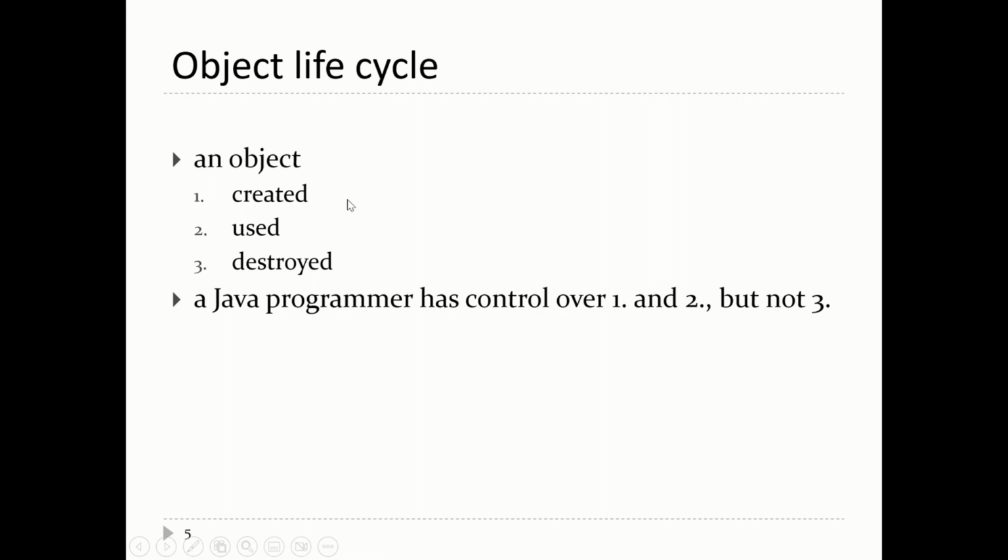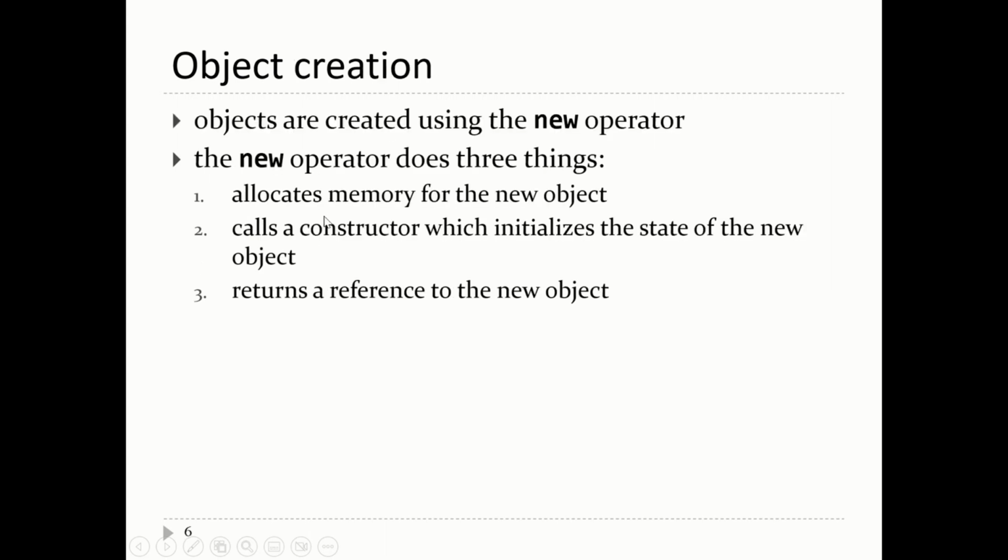In C, you would create something dynamically using malloc, or calloc or something like that, and then you would release it using free. In Java, you don't care about freeing the object, so we don't care about step 3. Instead, the Java virtual machine takes care of getting rid of unused objects. So we're worried about creating them and using them.